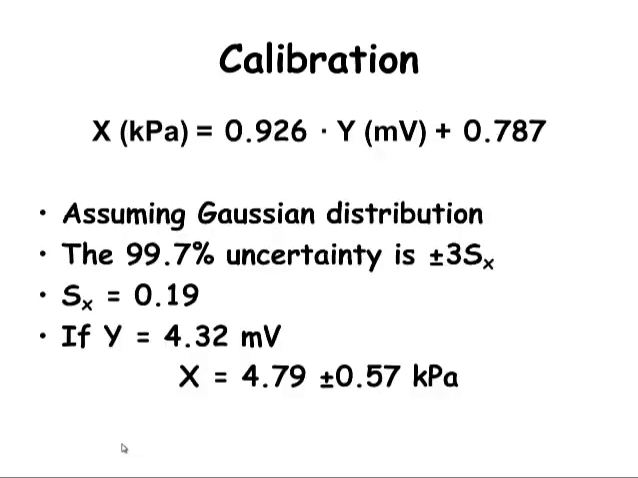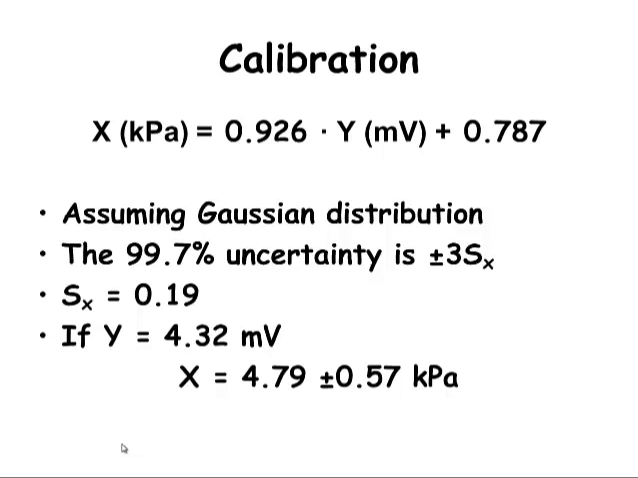So the calibration equation we will use with the sensor is x equals 0.926 times y plus 0.787. The last thing we want to find is the uncertainty associated with the transducer output. We will assume that the errors are small and have a normal bell-shaped Gaussian distribution, and that the 99.7% uncertainty is given by plus or minus 3 times S of x.